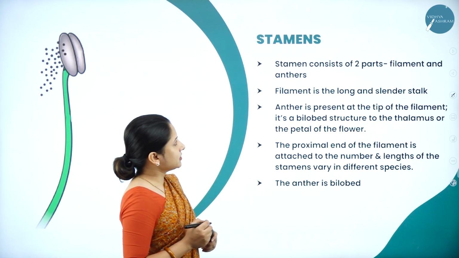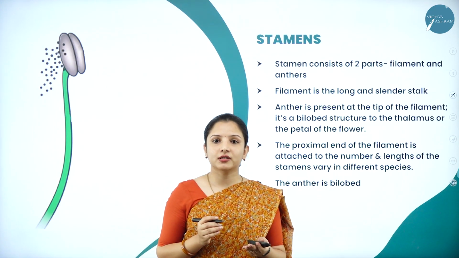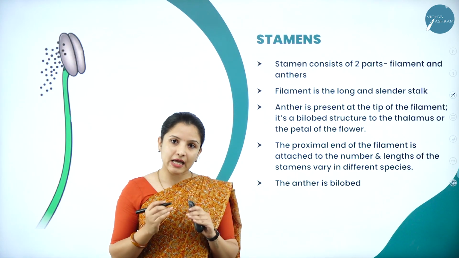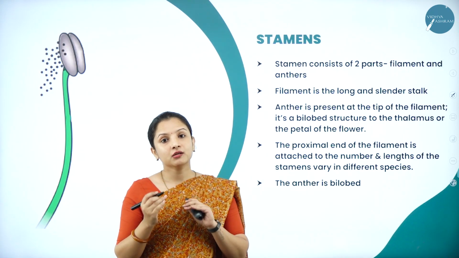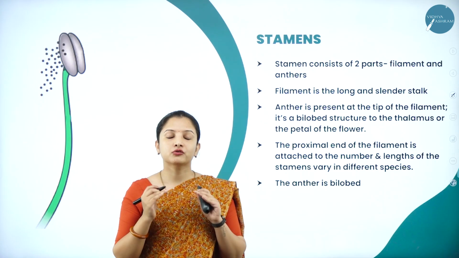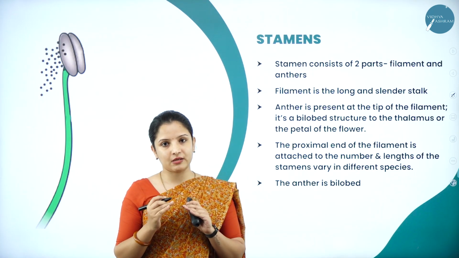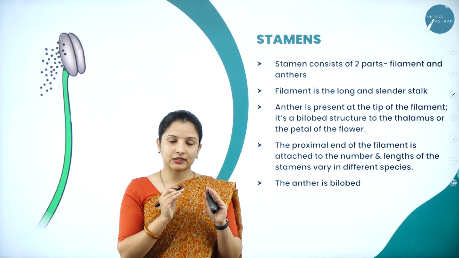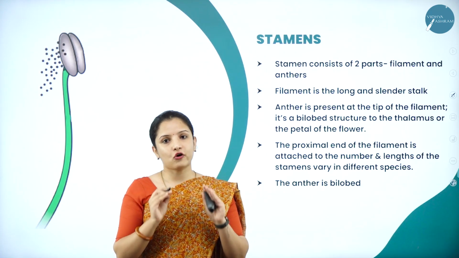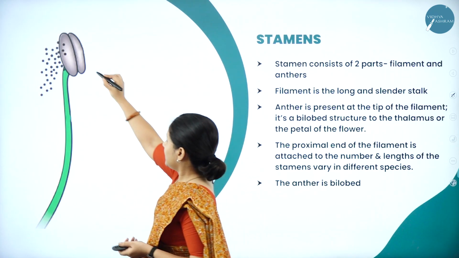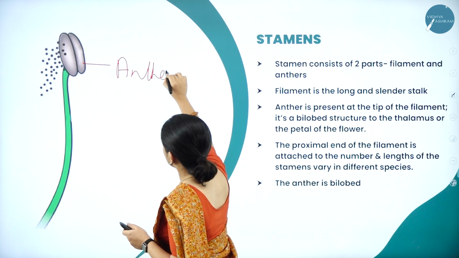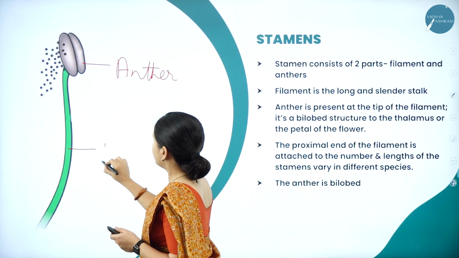The stamen is actually made up of two important parts: the anther and the filament. In other words, the anther and the filament together constitute the stamen. If in a male reproductive structure both the anther and the filament are present, then you call it the stamen. You can see here the anther that is present and the filament.